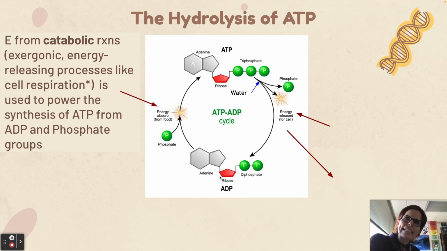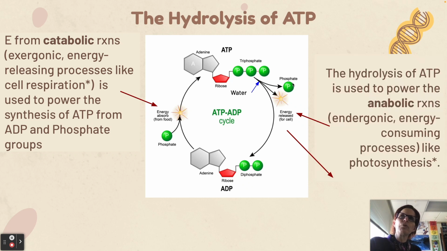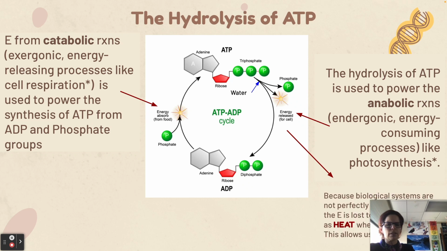So here's ADP, and we're going to add a phosphate, and the energy that you got from eating food is now used to build this high energy molecule. And now that high energy molecule can be used to do other work in your body. And remember, the way that it does work, we remove that third phosphate, which is a super high energy bond, and it releases energy, and that energy can be used to do work. So the hydrolysis of ATP is used to power the anabolic reactions like photosynthesis.